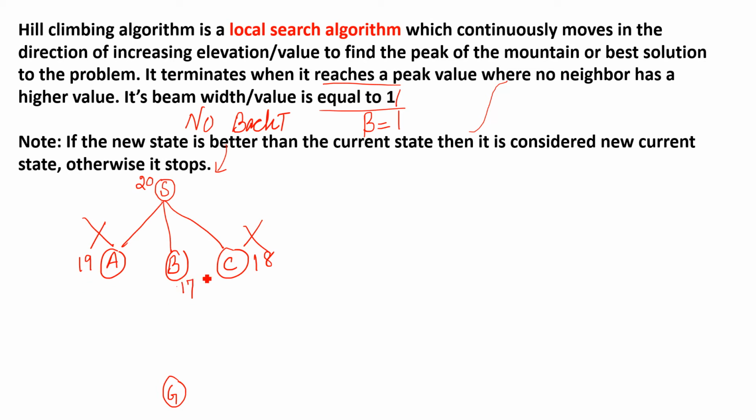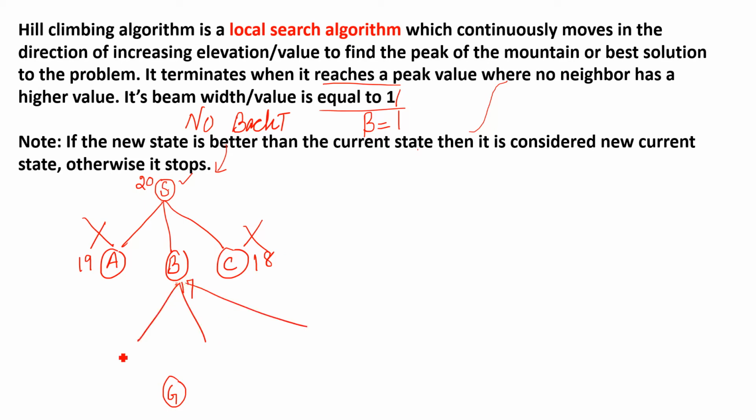If all the heuristic values here were more than 20, we would not explore any node from here, right? So if the new state is better than the current state, this is our current state, this is our new state, then it is considered the new current state and we will explore. Otherwise it stops. So we will explore here, and these two we will not keep in our memory, only this one, right?